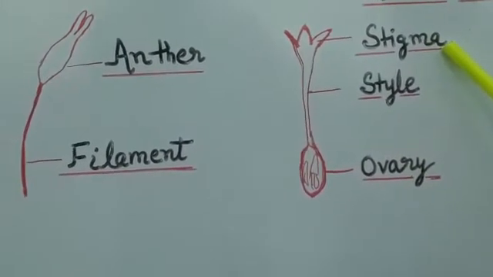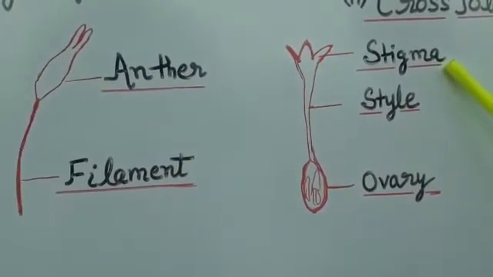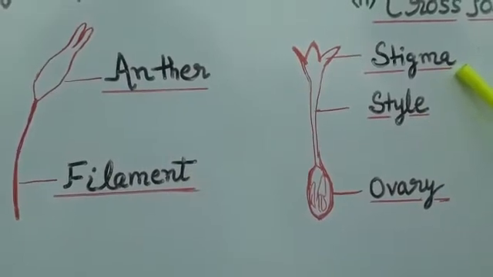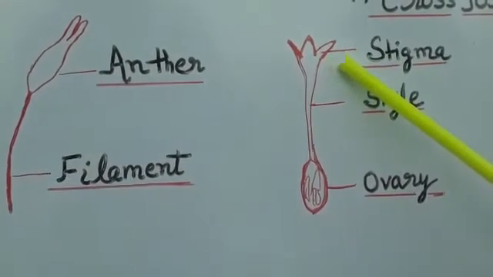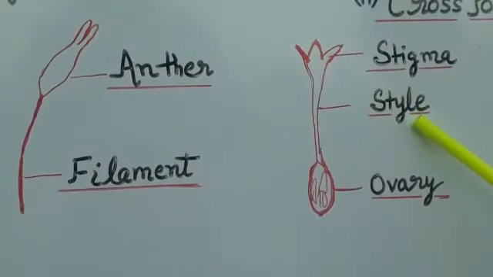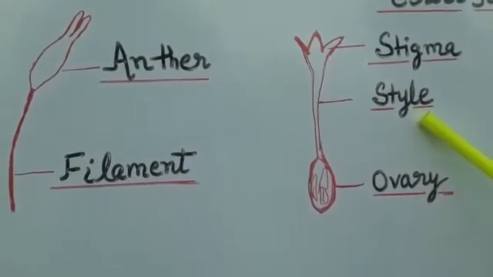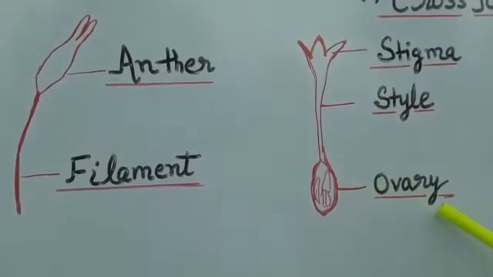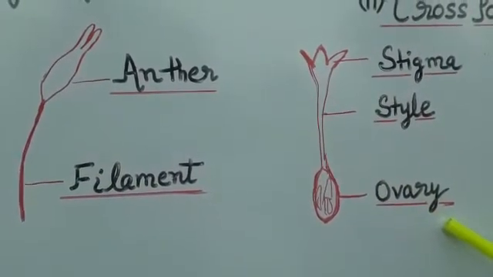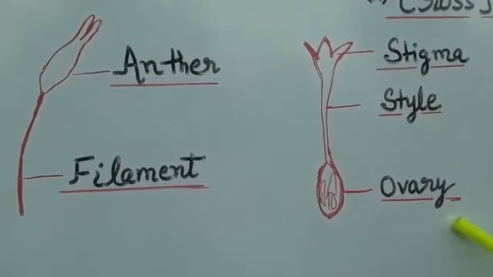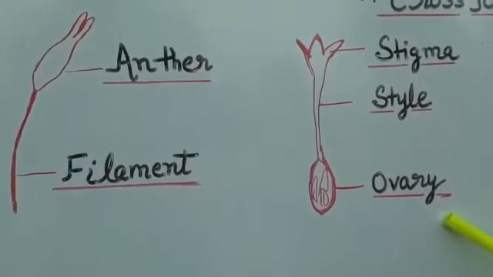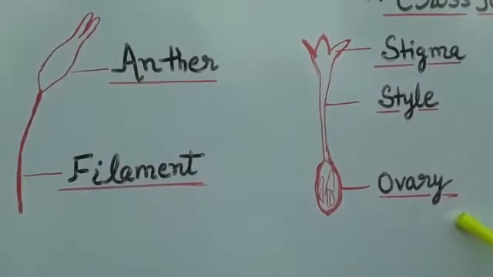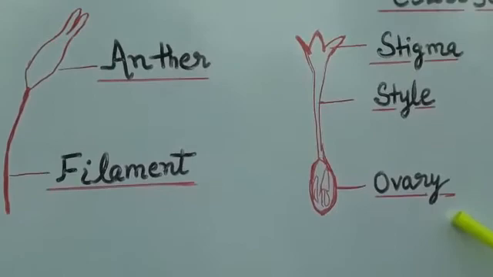Stigma. It is at the top. It is the sticky part of pistil. It receives pollen grains. Style. It is a thin tube-like structure that connects stigma to ovary. Ovary. It is the swollen base of pistil. It contains ovules. Ovules contain female gametes. After fertilization, ovary forms the fruit and the ovules become the seeds.